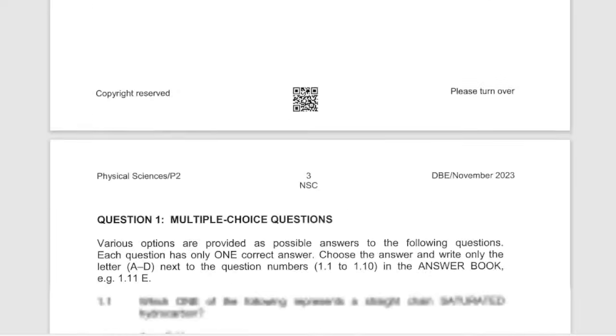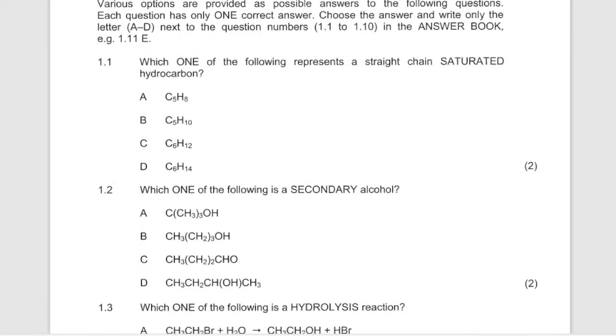I won't go through the instructions. Everyone knows the instructions. Let's go straight to the point. All right, here they're saying that each one of the following represents a straight chain saturated hydrocarbon. So when you say straight chain saturated hydrocarbon, it means that you are looking at an alkane, because they're saying saturated hydrocarbon.